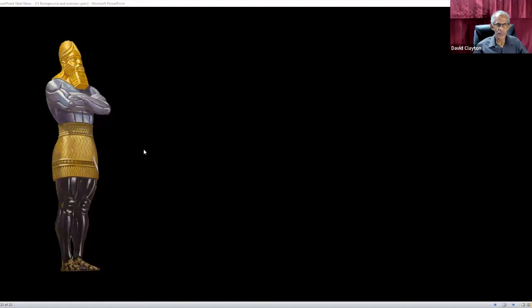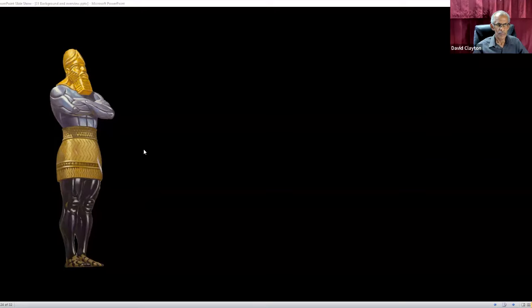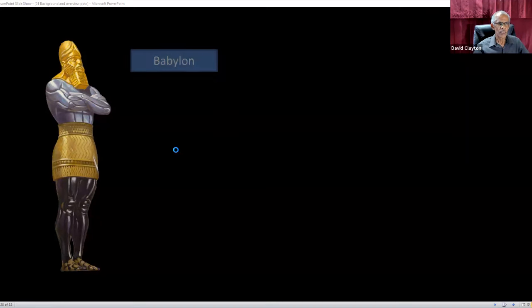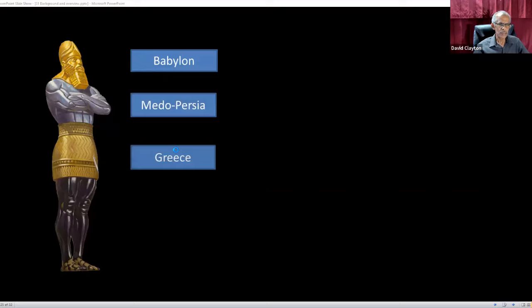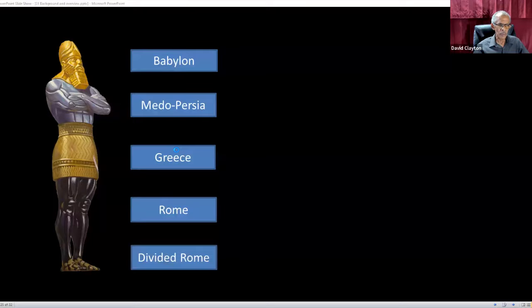All right, you had the image with the head of gold, belly and breast and arms of silver, belly and thighs of brass, legs of iron, and the feet of iron and clay. 5 parts. You know that these represent Babylon, the head of gold, Medo-Persia, the breast and arms of silver, Greece, the belly and thighs of brass, Rome, the legs of iron, and divided Rome are the present nations of modern Europe, which is the 5th part.